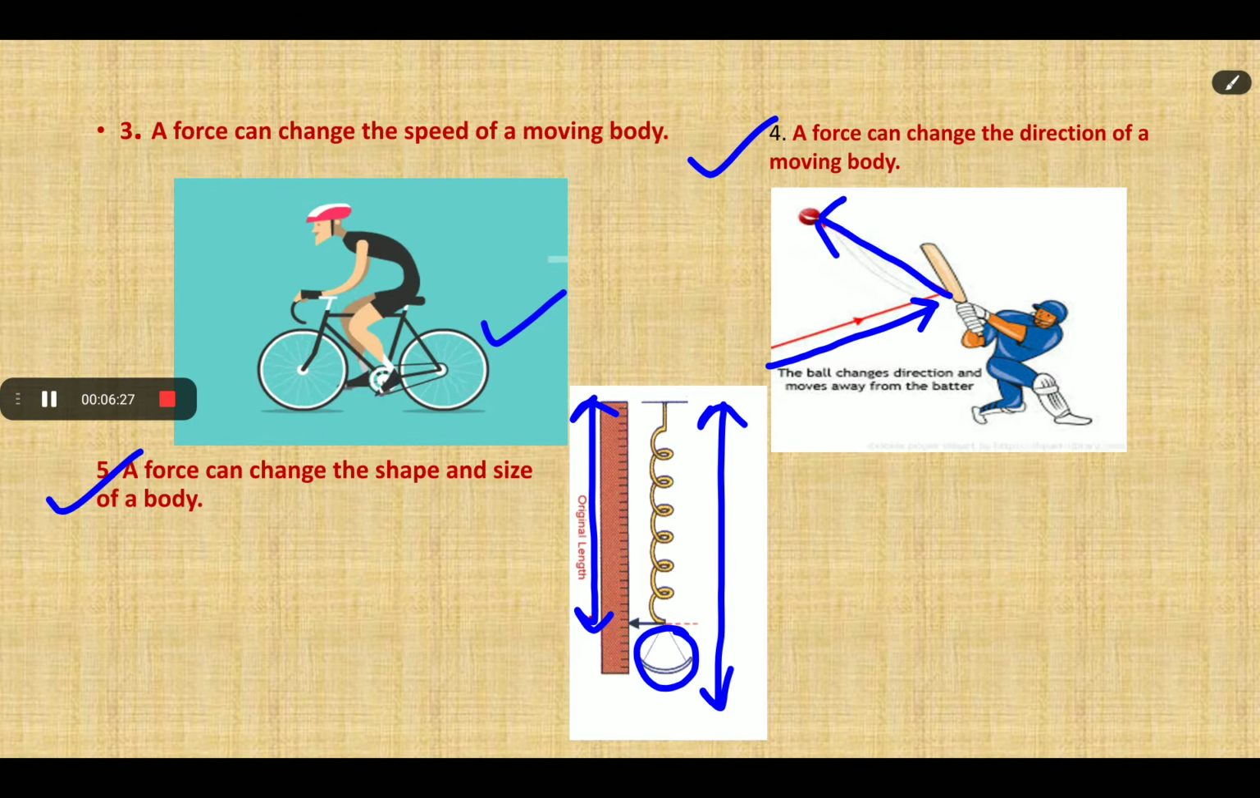So we can say that a force can change the shape and size of the body. These are the 5 effects of the forces which can be understood.